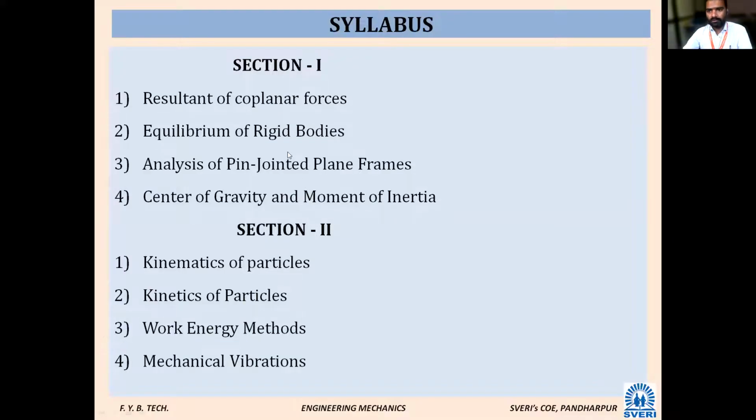Okay, so in your engineering mechanics there are 2 sections, section 1 and section 2. In section 1, resultant of coplanar forces we have seen. The coplanar forces, concurrent and non-concurrent, we have seen. So the next chapter is equilibrium of rigid bodies.